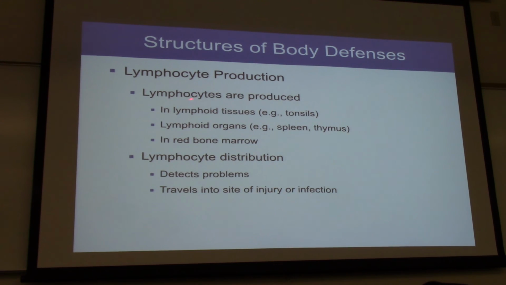Well, they get made everywhere you might even think about them being made, in all the lymphoid tissue. In other words, all those things that were just on that little picture, like the tonsils, and in the lymphoid organs, the spleen, the thymus, and they're also made in the red bone marrow where all the other cells are made. Where are they found?